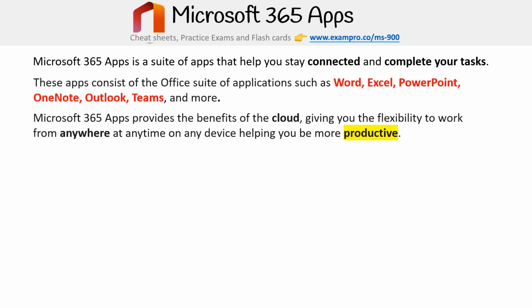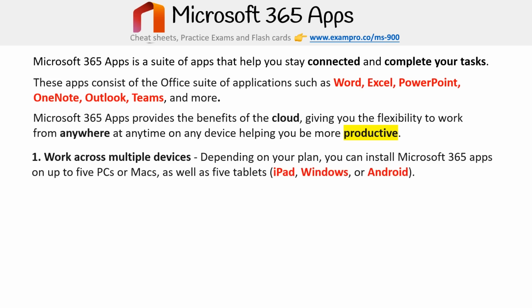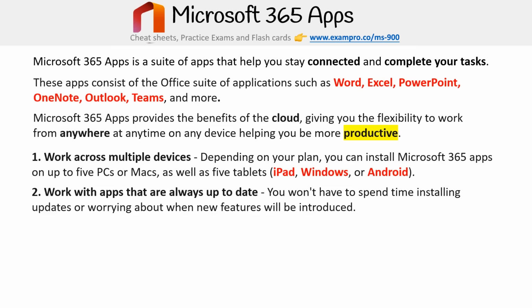So, let's go over the 3 key features of Microsoft 365 apps. Microsoft 365 apps allow you to work across multiple devices. Depending on your plan, you can install Microsoft 365 apps on up to 5 PCs or Macs, as well as 5 tablets, iPad, Windows, or Android. The apps that you work with are always up to date. You won't have to spend time installing updates or worrying about when new features will be introduced. You and your coworkers will always be working with the latest up-to-date features.